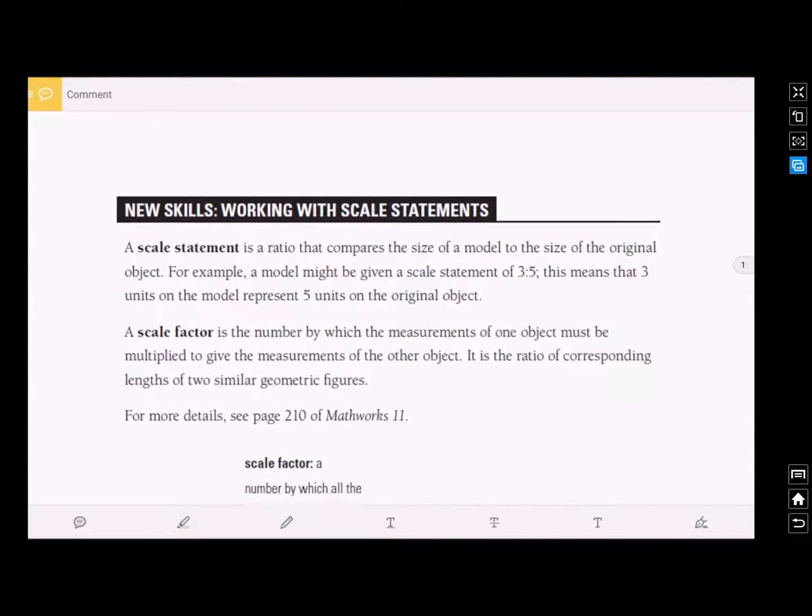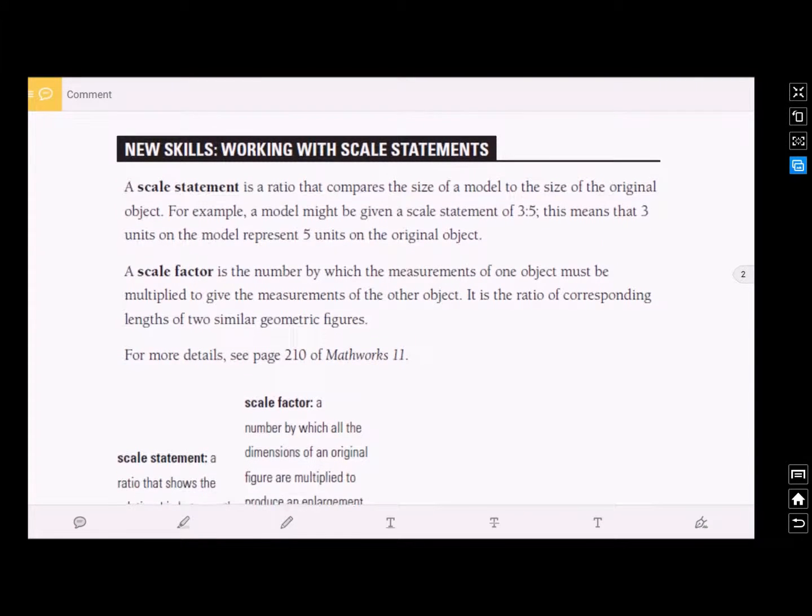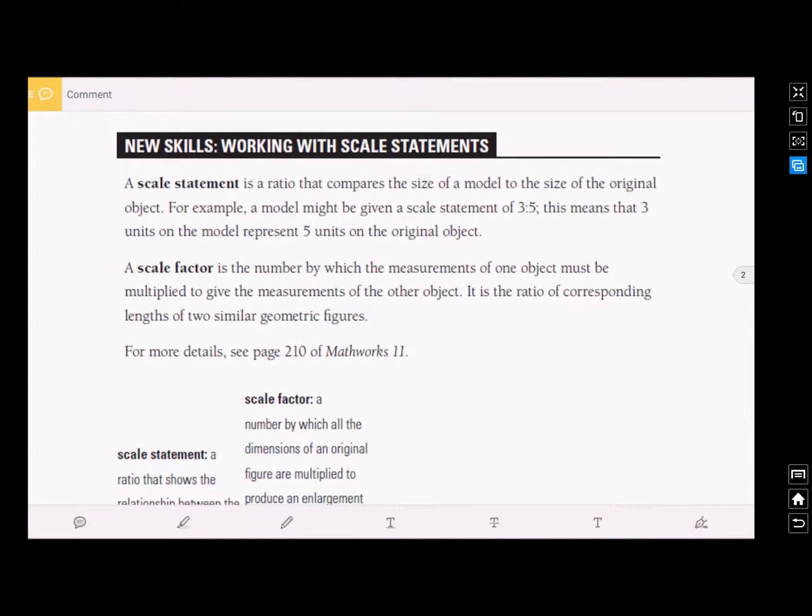Okay, so now that we have an idea of what proportional reasoning is, we can use that to work with scale statements and scale factors. A scale statement is a ratio that compares the size of a model to the size of the original object. For example, a model might be given a scale statement of 3 to 5. This means that 3 units on the model represents 5 units on the original object.